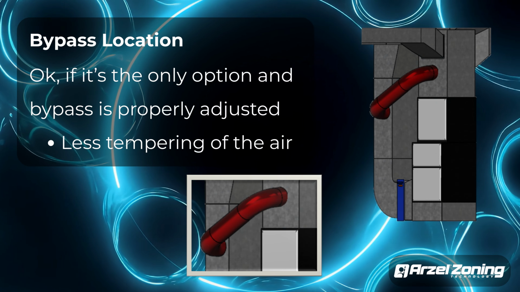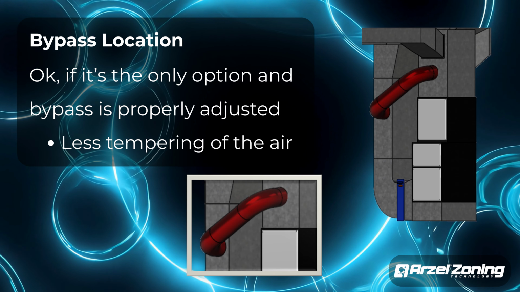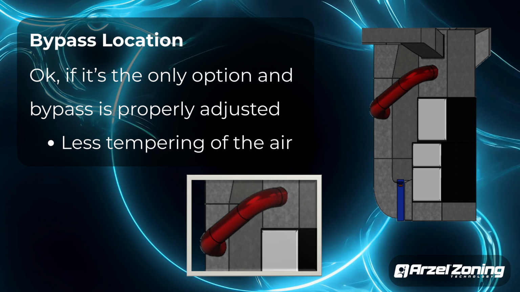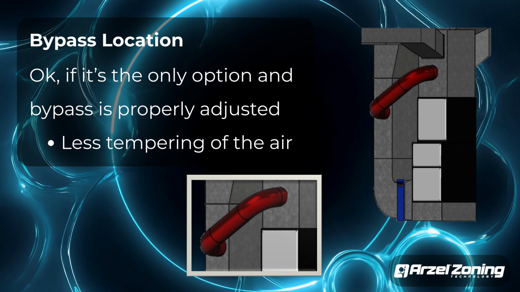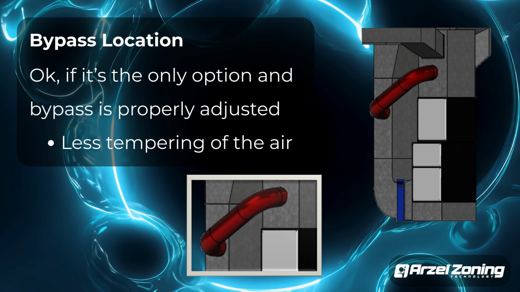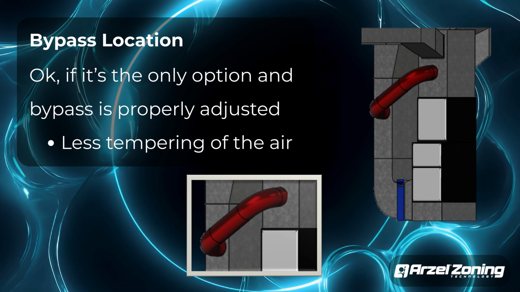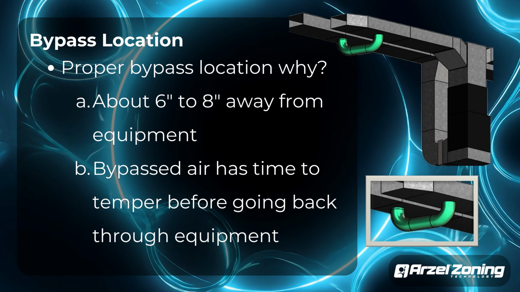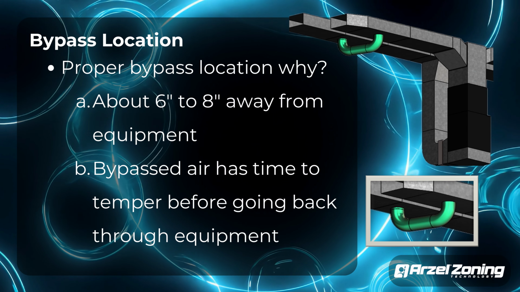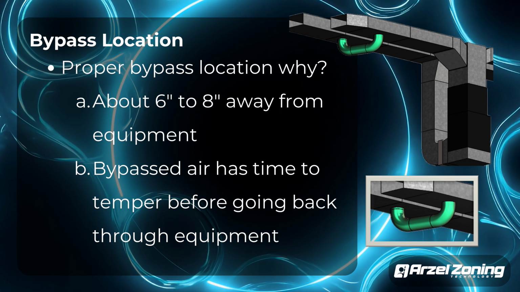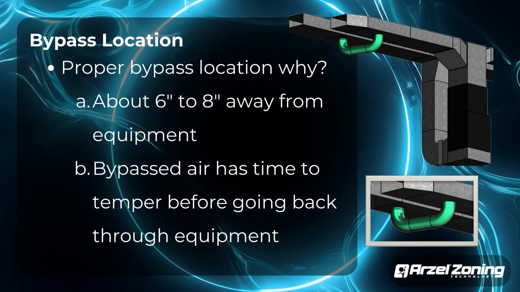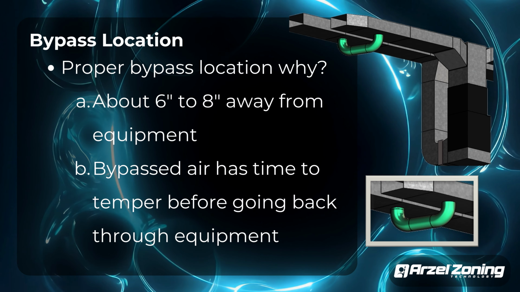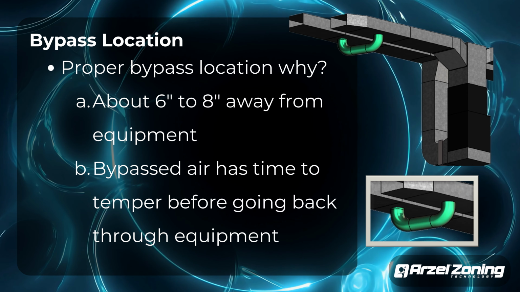Bypass location: if your mechanical room is barely bigger than a closet and you can only put it on the back of the equipment or something to that effect, where it's coming off the plenum directly to the return, that's fine. It's not ideal, but if that's the only place you can put it, it's acceptable. We prefer to see them maybe 6-8 foot down line. That way the supply air coming out of here goes into the return but has more time to be diluted with other return air before going immediately back through the equipment.